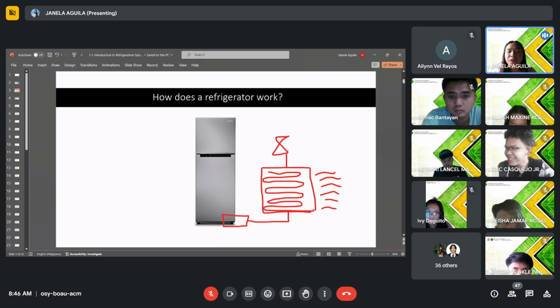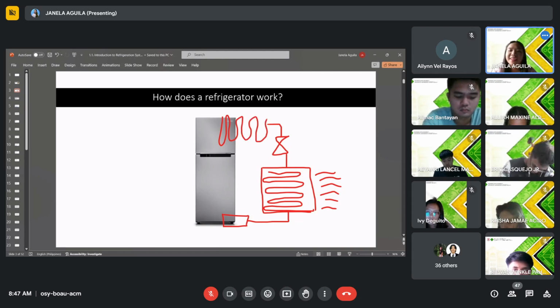And when our molecules decrease, it also causes a drop in temperature. So, our low pressure, low temperature refrigerant will make its way to our evaporator. The refrigerant will pass through the evaporator coils. And then, it will absorb all the heat present inside our refrigerator compartment.